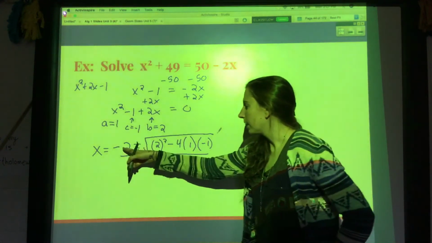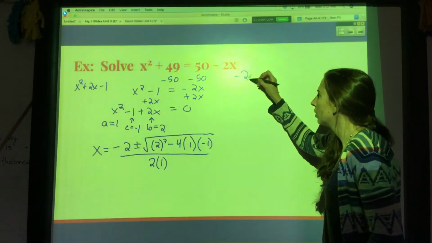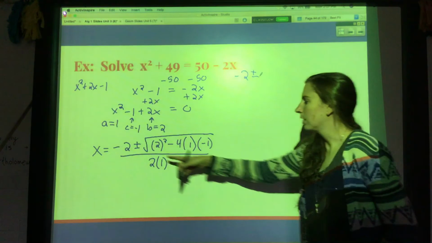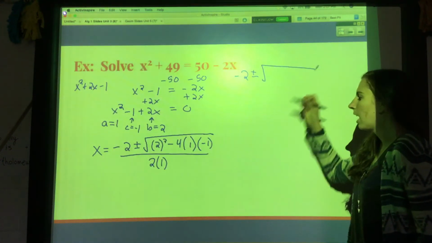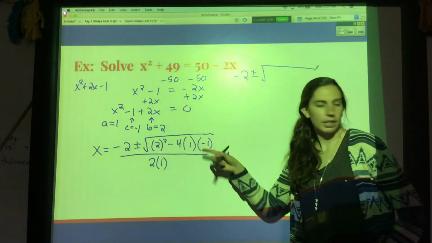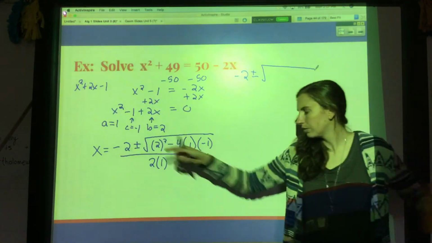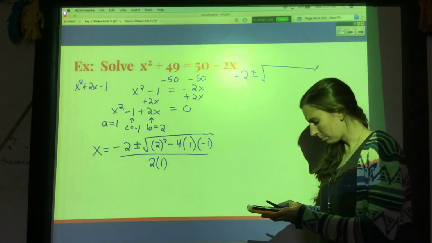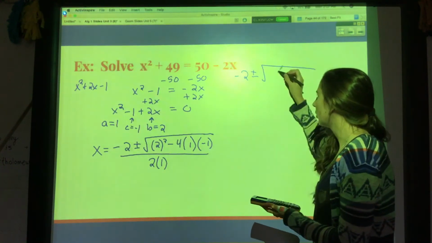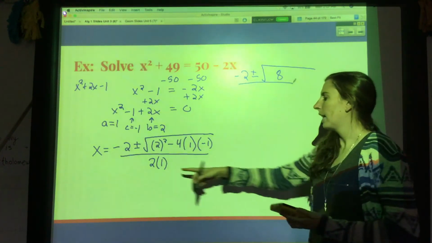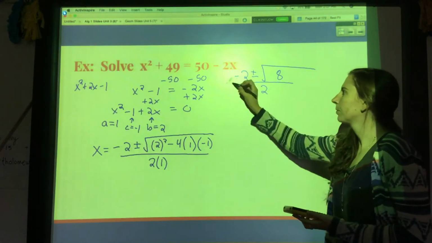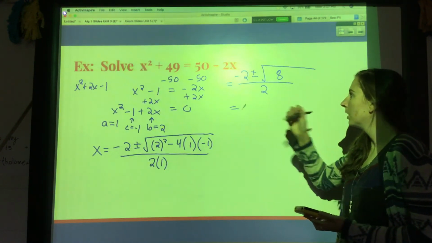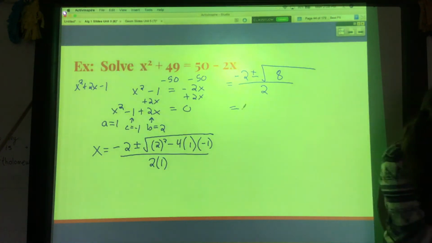So I've got negative 2 plus or minus the square root. I'm going to type all that in my calculator. So 2 squared is 4, minus 4 times negative 1, which is plus 4, so that's just an 8. And 2 times 1 is 2. All right, we're almost done.